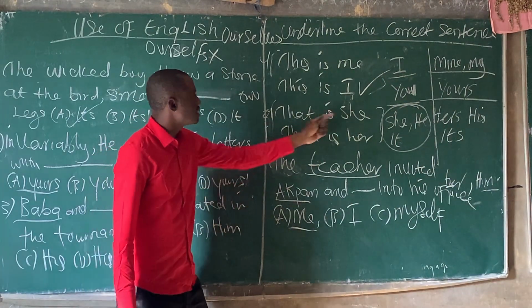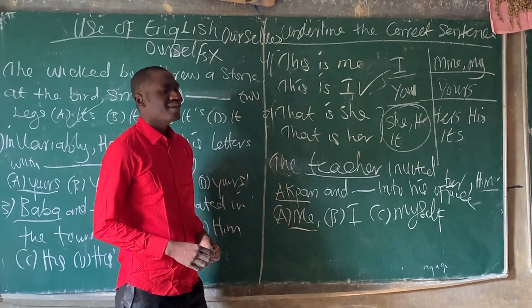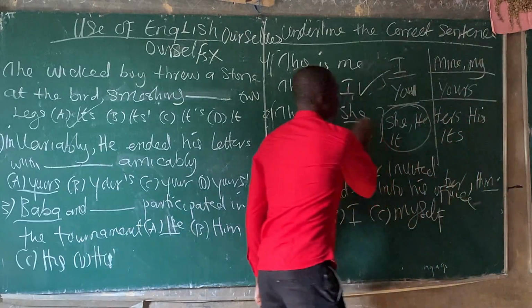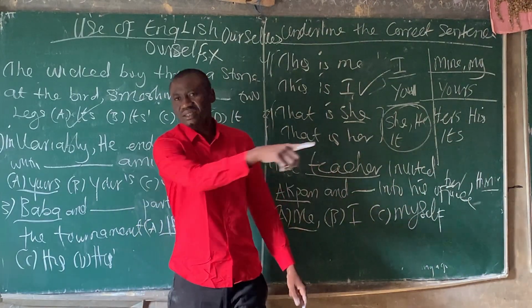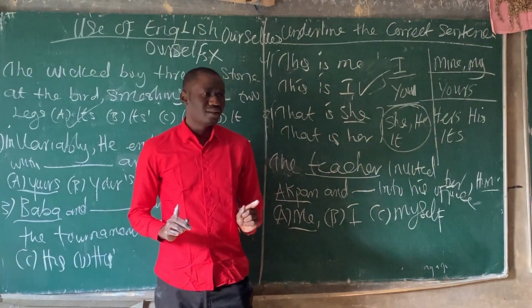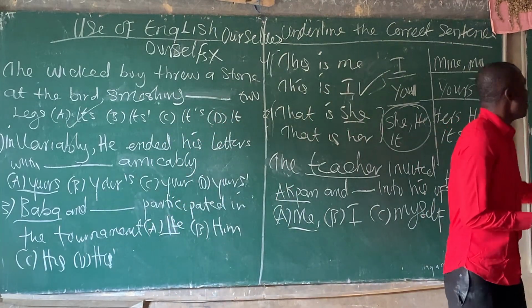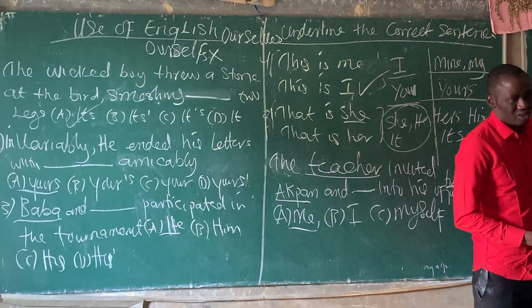All right, that is she, that is her. What's the right answer? Which one is the subject? Go back. Which one is the subject? She. Okay, that is she. That's the right answer. So you must follow the rule. Make sure what is appearing at the object and the subject level, you don't interchange them.